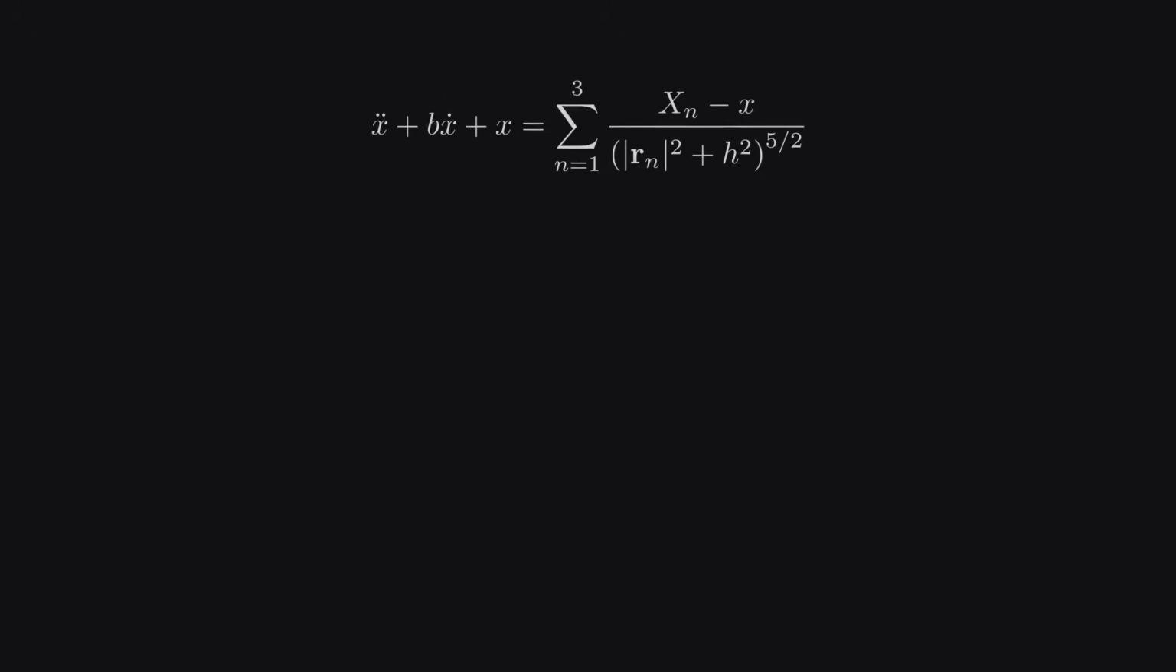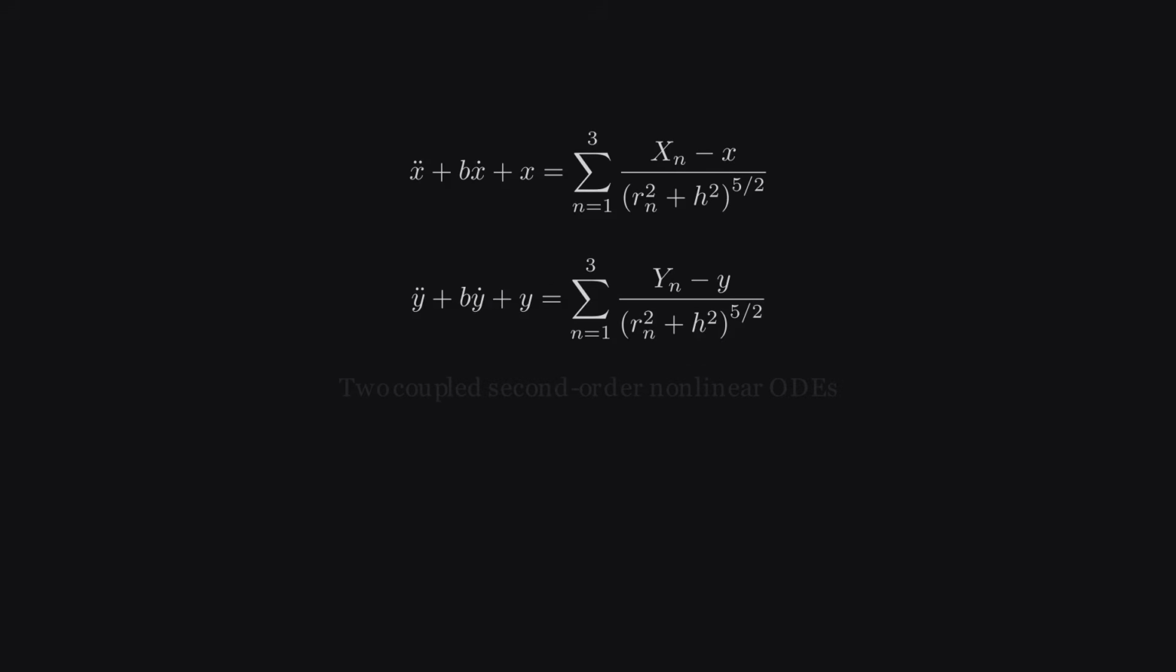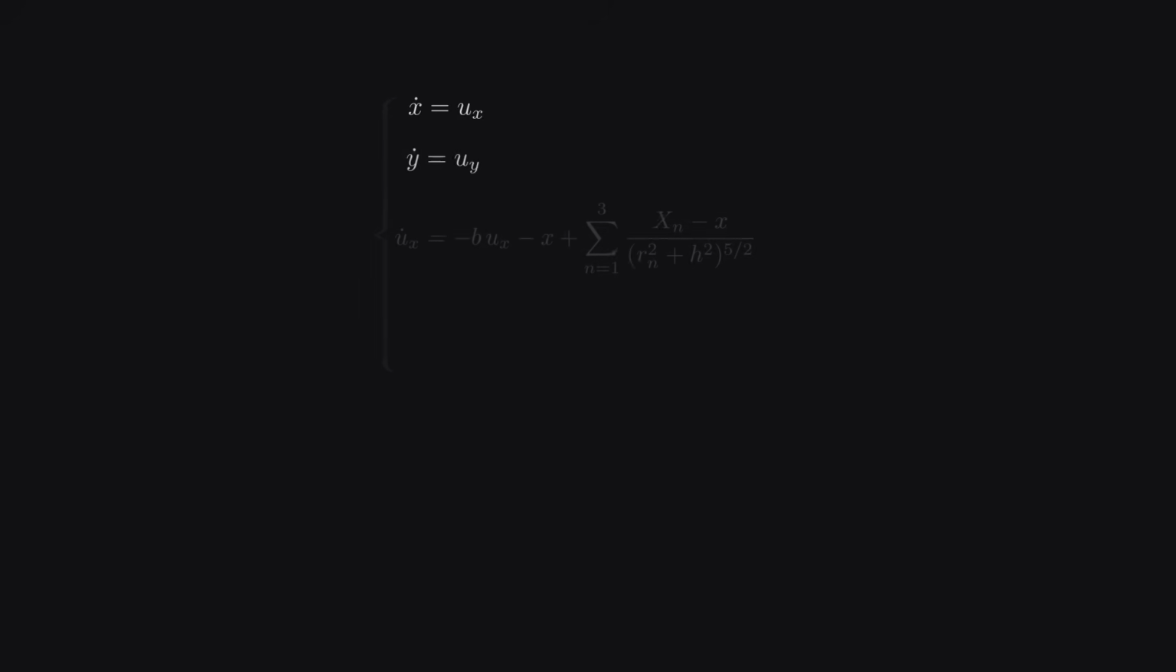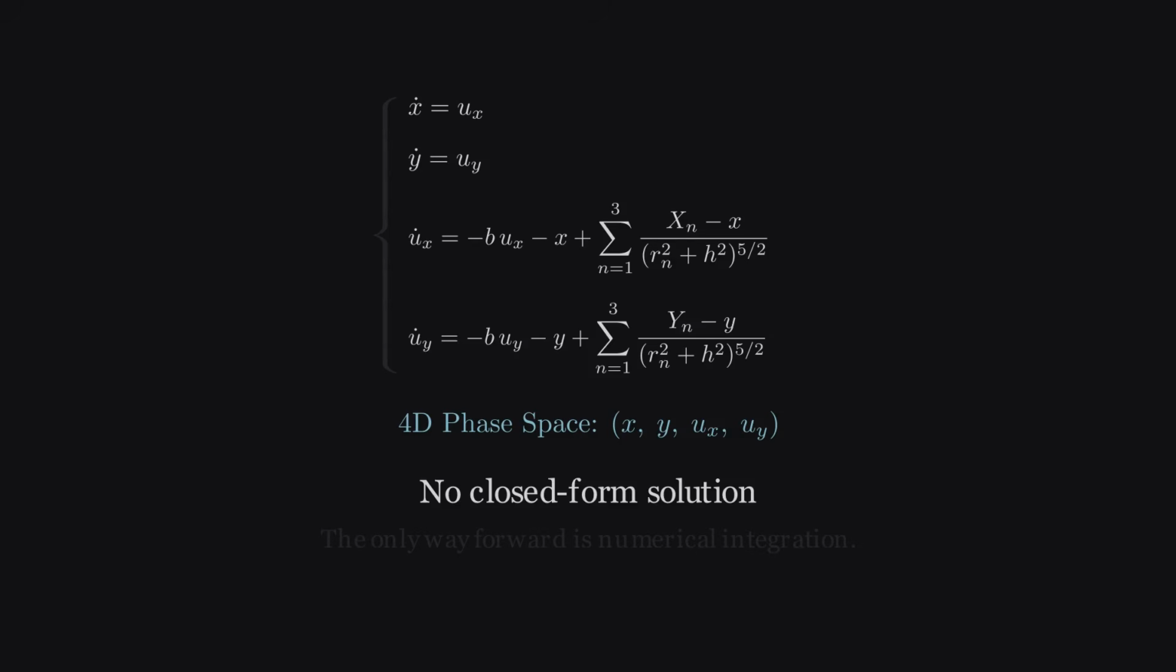Put it all together. The full equation of motion is x double dot plus b x dot plus x equals the sum over all 3 magnets of the magnetic attraction term. This is a system of 2 coupled second-order nonlinear ordinary differential equations. Convert it to 4 first-order equations by introducing velocity components, and you have a 4-dimensional phase space. There is no analytical solution. The only way forward is numerical integration.